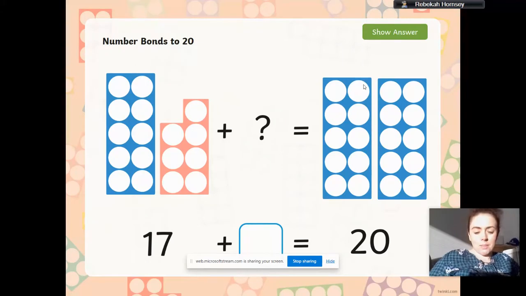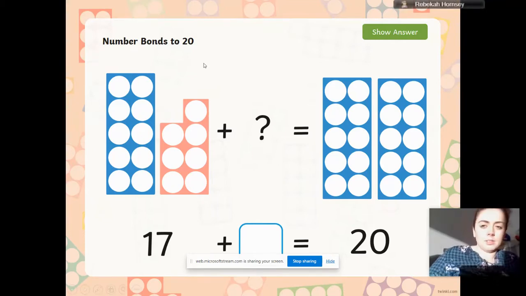17 add something equals 20. So what's missing? 17, 18, 19, 20. 17 add 3. Let's see.